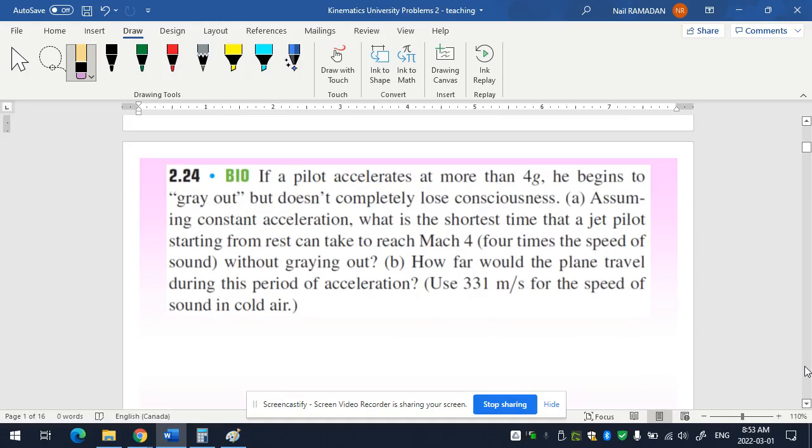Okay, whenever it says bio, it basically means this question is physics, but it also has a biological application, like biophysics. So if a pilot accelerates at more than 4G, who knows what 4G means? How many people have heard of 4G, 5G, G forces, and so on? Raise your hand if you heard that. Okay, what does 4G mean? Well, first of all, what does G mean? I know we haven't covered it. That's tomorrow's lesson.